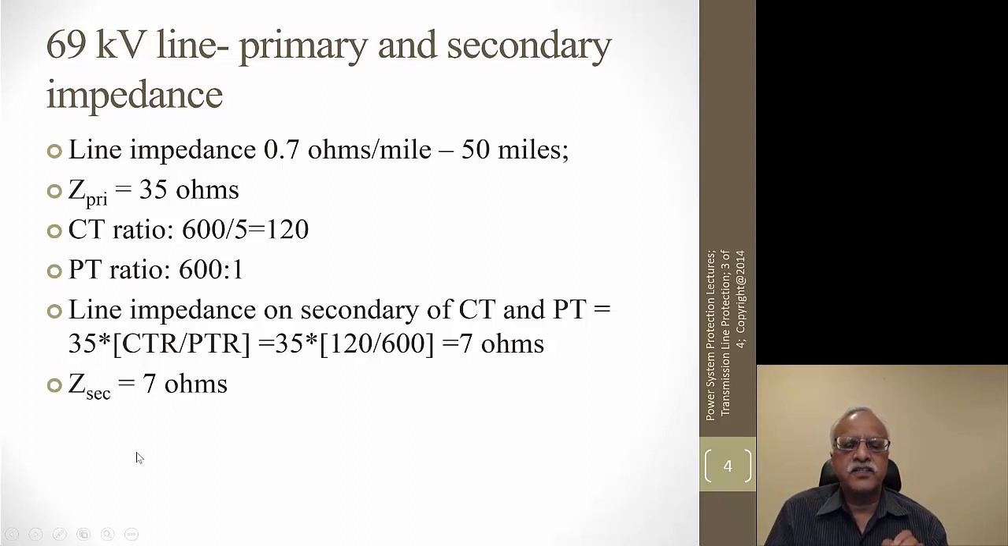So if the relay measures 7 ohms, then where is the fault? The fault is at the end of the line, which is 50 miles away. The relay gets the name distance relay because the impedance is directly proportional to the length of the line. And your primary impedance is based on the impedance per mile, when you looked at those calculations also in lecture 1.